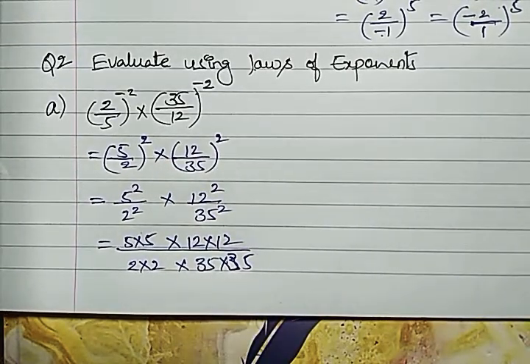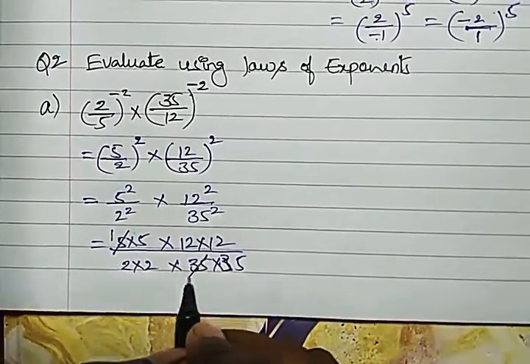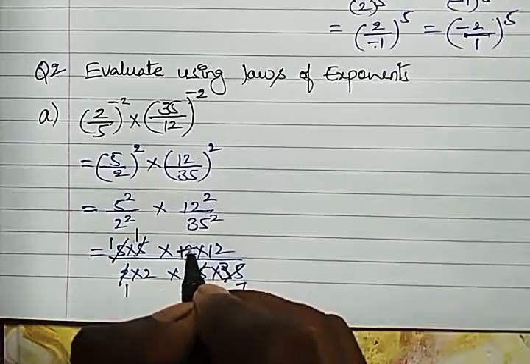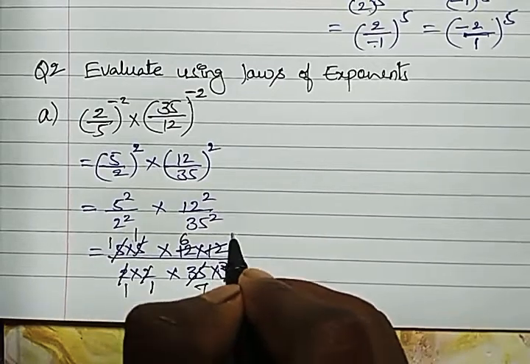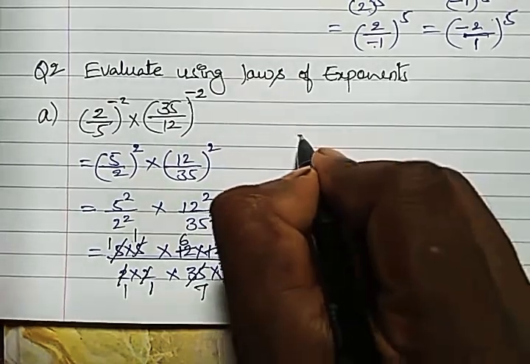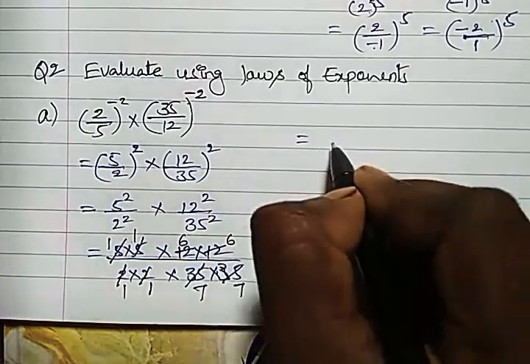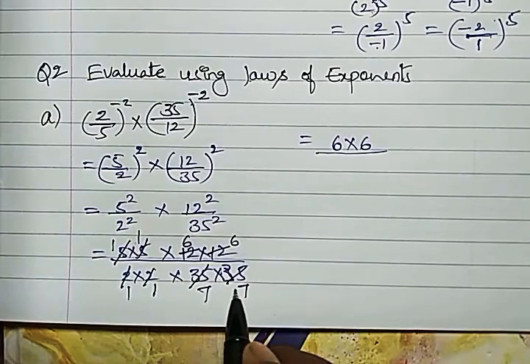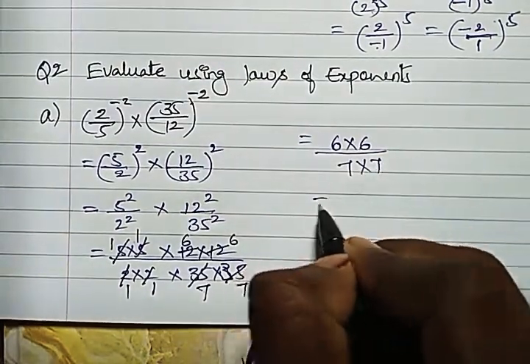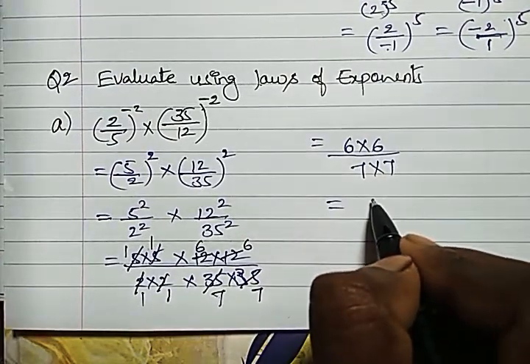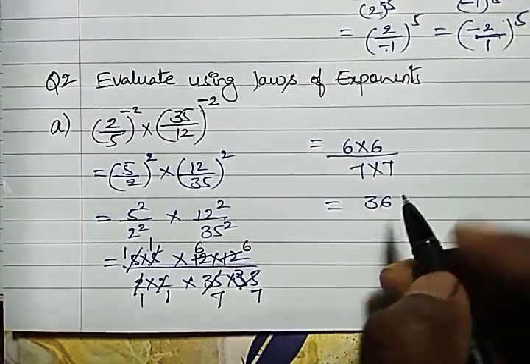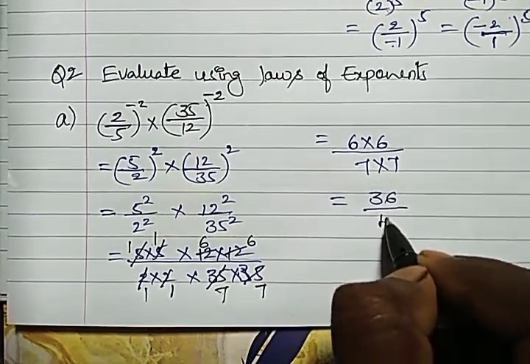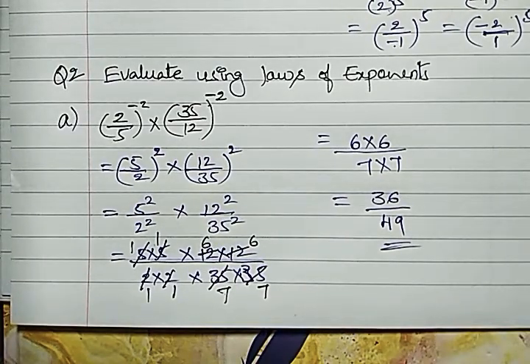Now let us see the cancellation. 5 ones are 5, 5 sevens are 35, again 5 ones are 5, 5 sevens are 35, 2 ones are 2, 2 sixes are 12, 2 ones are 2, 2 sixes are 12. Now what is left over here? 1 into 1 into 6 into 6. That means 1 into 1 is 1 only. We'll write 6 into 6 whole by 1 into 1, 7 into 7. So 6 sixes are 36. Then 7 sevens are 49.